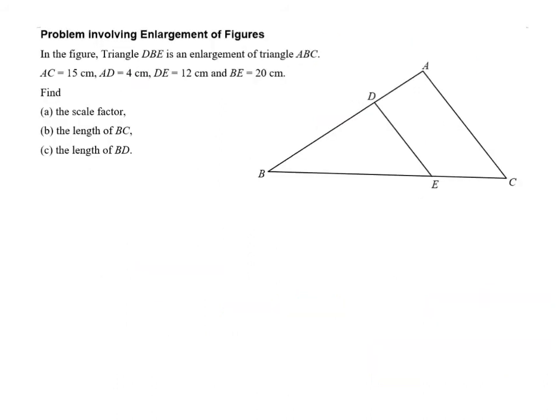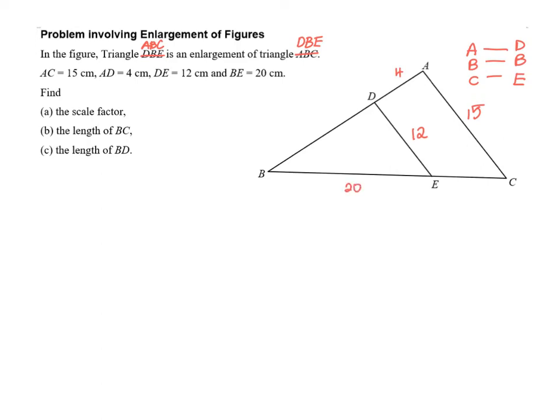Next part of the question, in the figure, triangle DBE is an enlargement of ABC. This doesn't sound right. Let's make a change. Triangle ABC is an enlargement of the triangle DBE instead. So A, B, and C correspond to A, D, B, and E. And we know that AC is 15, DE is 12, AD is 4, BE is 20.